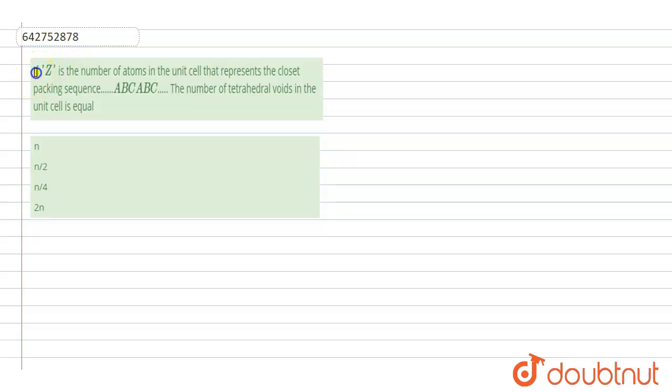Hello everyone. If Z is the number of atoms in the unit cells that represent the closest packing sequence of ABC, the number of tetrahedral voids in unit cell is equals to. So here, as we know that in cubic closed pack system, this ABC type of arrangement of layer is found.